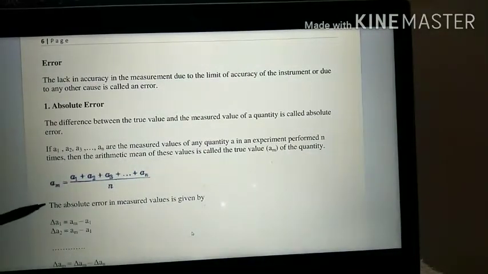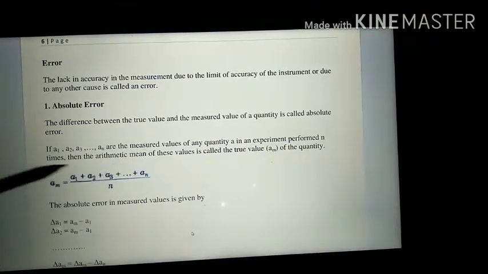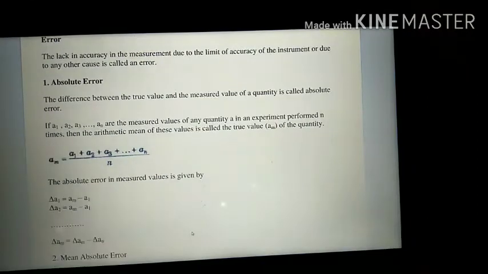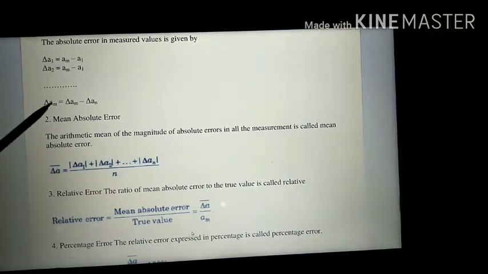And here the absolute error in the measured values is given by delta a1 equal to am minus a1, delta a2 equal to am minus a2, delta a3 equal to am minus a3, up to delta an equal to am minus an. So that is called absolute error.